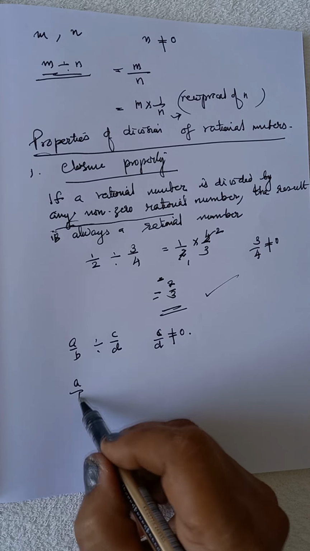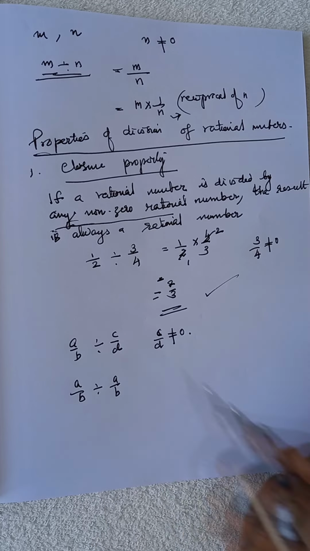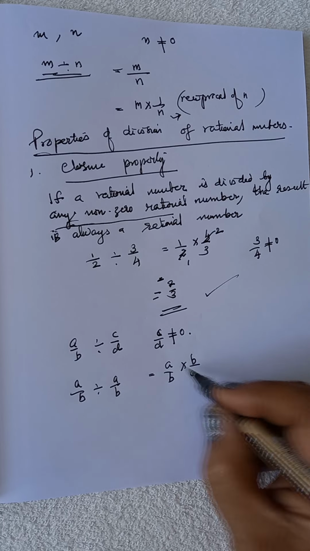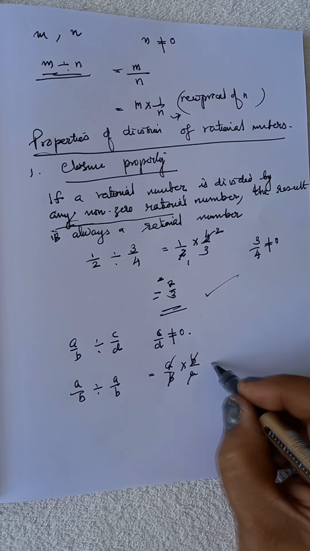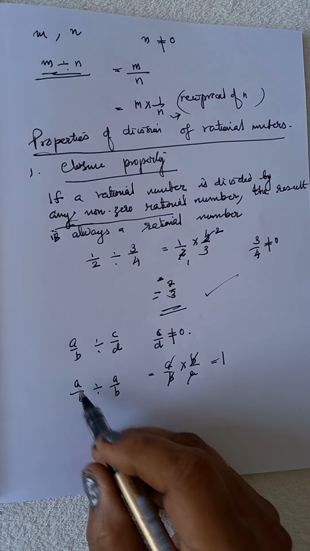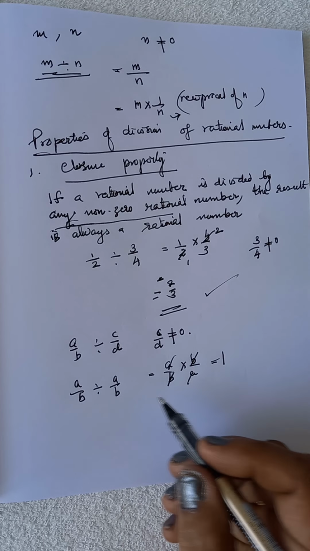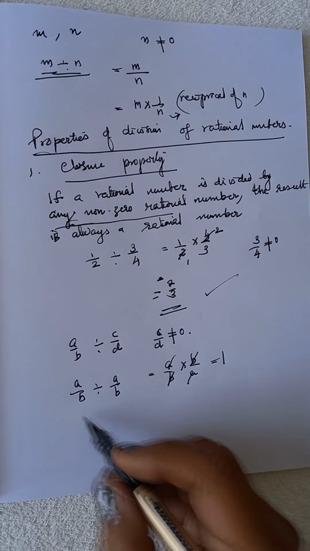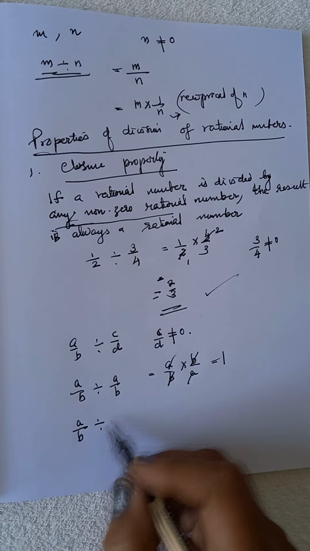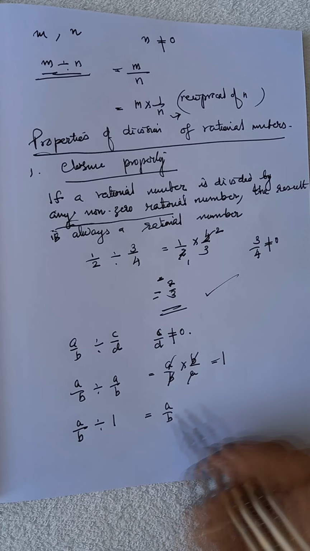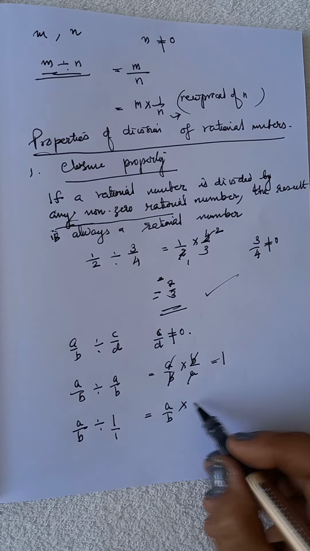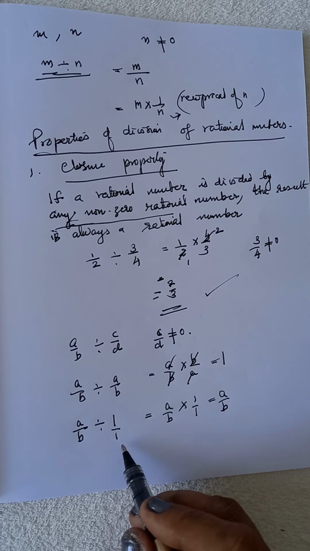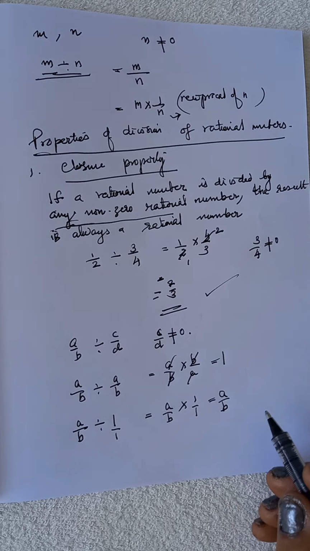Again, if you take A by B divided by the same rational number A by B, what is that? A by B into the reciprocal of A by B, that is B by A. B can be cancelled, A can be cancelled. So the answer is 1. So a rational number divided by the same rational number will give you 1. Now if you divide the rational number A by B by 1, what will you get? A by B into 1 by 1, that is A by B itself. That is, if a rational number is divided by 1, you will get the rational number itself.